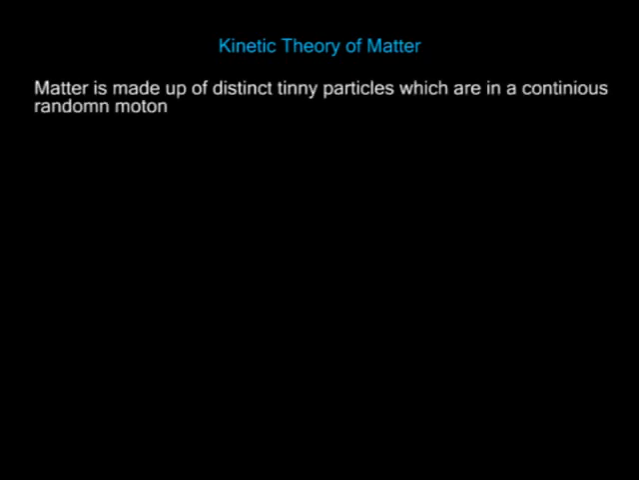All these experiments sum up to what we call the kinetic theory of matter. The kinetic theory of matter states that matter is made up of distinct tiny particles which are in a continuous random motion. The motion of these particles varies depending on the state of matter, whether it is a solid, liquid, or gas.